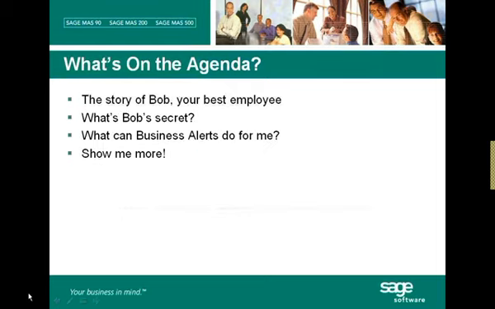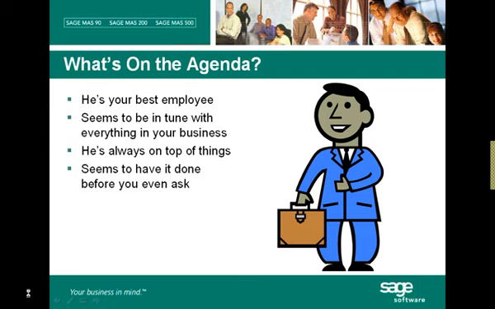Today we'll be talking about Business Alerts Professional by telling the story of Bob, your best employee. We'll find out what's Bob's secret. We'll also find out what Business Alerts can do for you. We'll also see a demonstration of Business Alerts Professional for Sage Mass 90 and Mass 200.